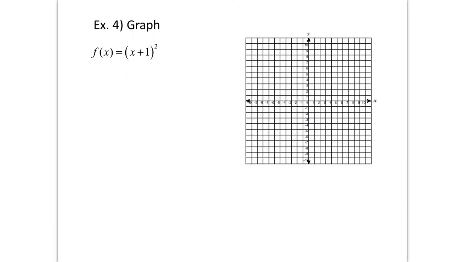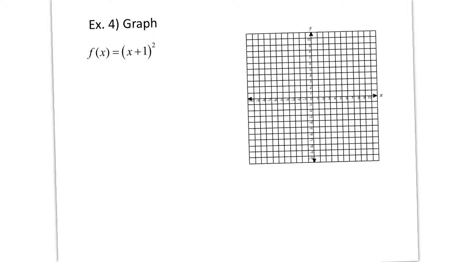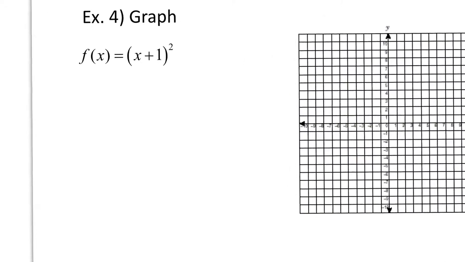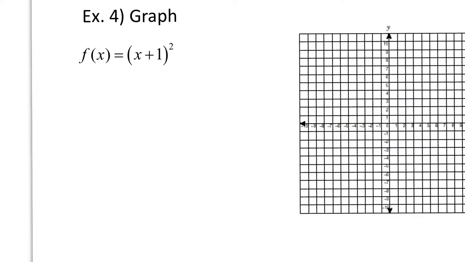So let's try this one here. You have f of x equals parentheses x plus 1 squared. So first, let's talk about the transformations. When you know what the numbers are inside of the parentheses and outside of the parentheses, you will understand the transformation. So first, a is the one outside of the parentheses here. So we have a equals 1. So there's no vertical stretch, there's no vertical compression. It's not narrower, it's not wider. The width is the same as the parent function.